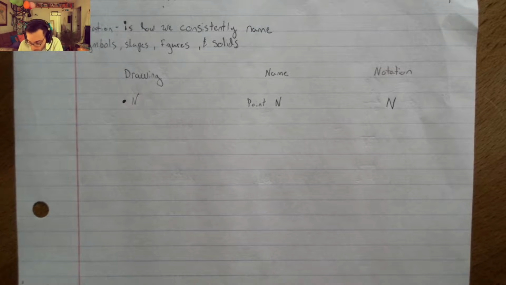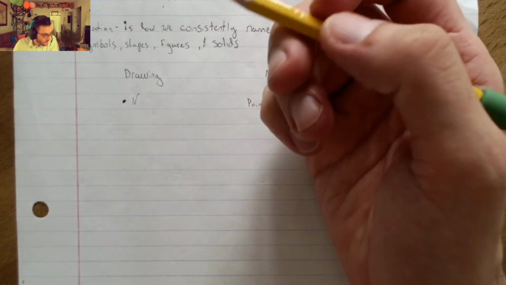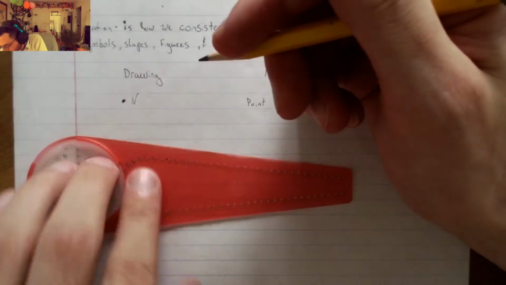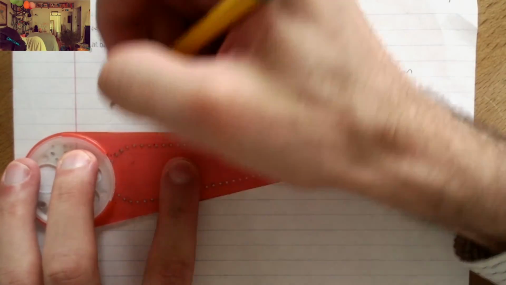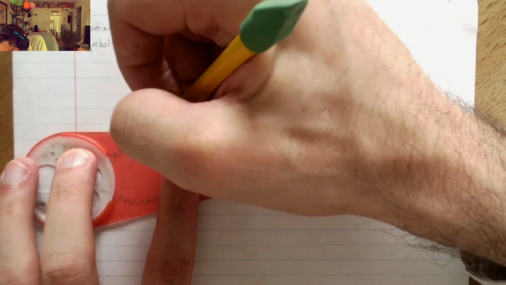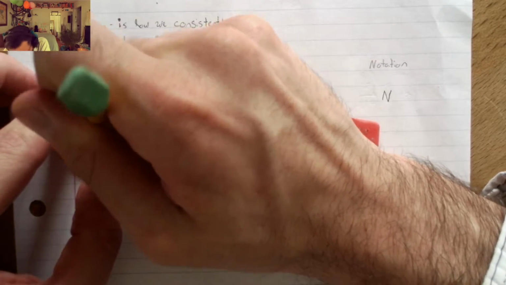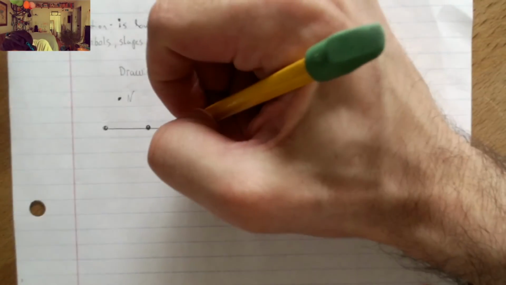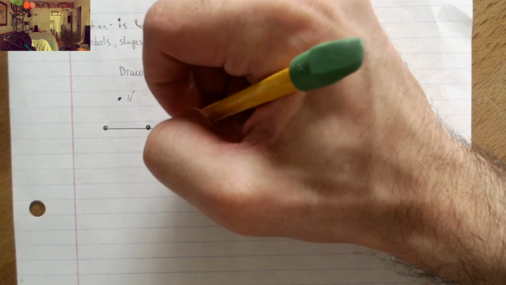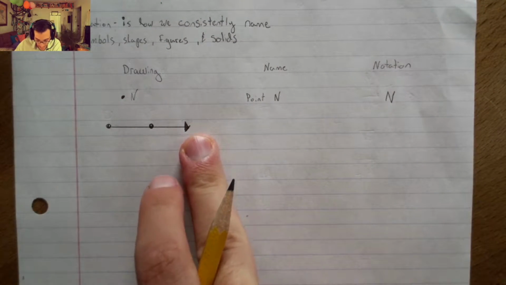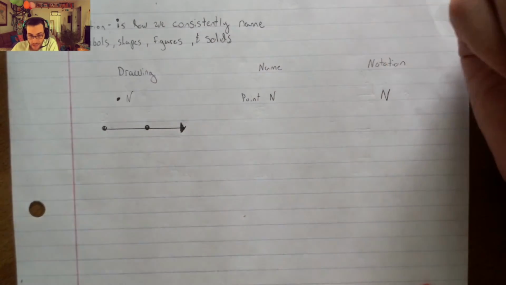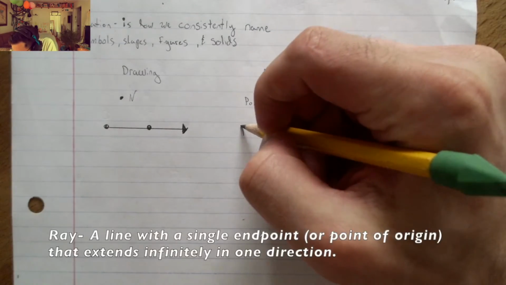Next up, we're going to start to use our compass, straight edge, whatever you've got. Another thing that you can use, if you have 2 pencils, is one pencil as a straight edge and the other obviously to trace your line. Here we have an endpoint and an arrow pointing off to the right, and that's going to be indicative of a ray.